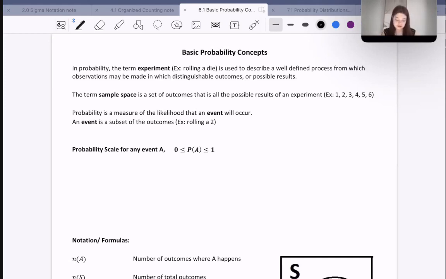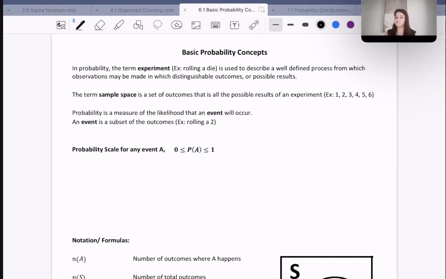So in probability, the term experiment, like rolling a die, is used to describe a well-defined process from which observations may be made, in which there are distinguishable outcomes or possible results. So for example, let's say we roll a die, let's say that's our experiment, and we want to know how likely the die is to get an even number, or how likely the die is to get a six, right? We have very distinguishable outcomes, right? The outcomes are things like 1, 2, 3, 4, 5, 6. Or if the experiment is flipping a coin, there's two outcomes: either we get heads or tails, and so on.